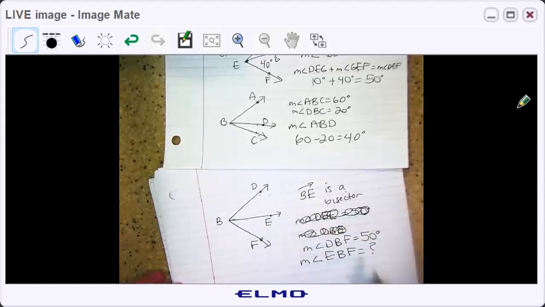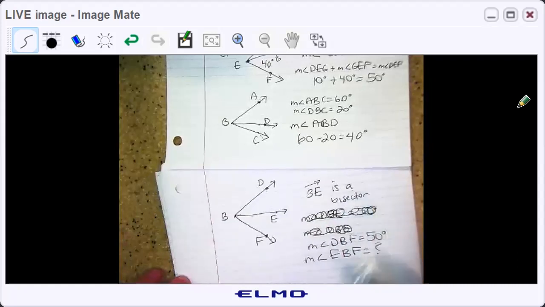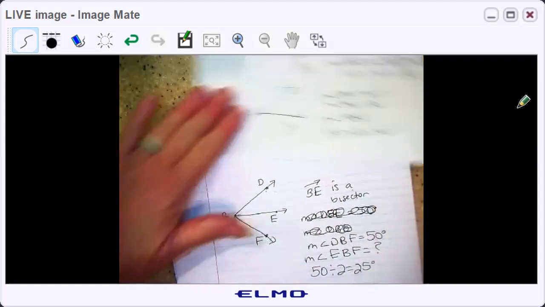So again, trace out what you're given, DBF, and what you're wanting to know, EBF. So they gave me the whole entire big angle, and I want to know the smaller angle. And thinking about what I know about a bisector, it cuts it in half. So if you take 50 divided by 2, we know our answer is 25. And not only would the bottom angle we're talking about be 25, but the top angle would be 25 also.